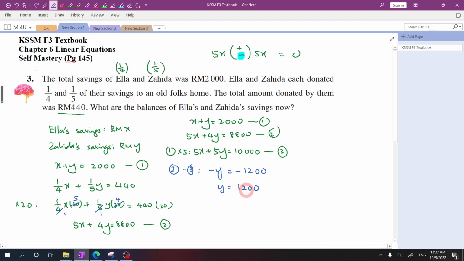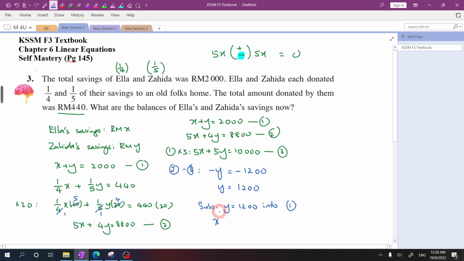Now, let me use this value to help me get the value of x. Substitute y equal to 1200 into the first equation. Because the first equation is the easiest one. If you don't want to use the first equation, you can use the second equation or the third equation. Normally, we will just use the easiest one, which is the first equation.